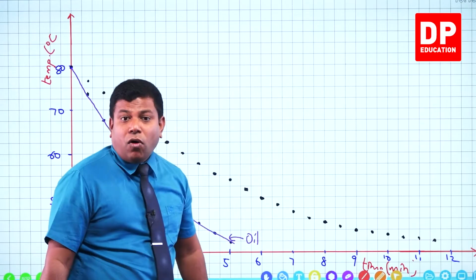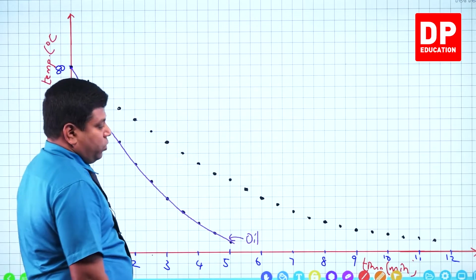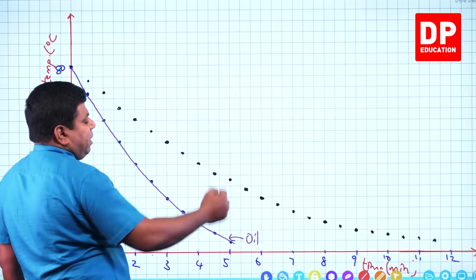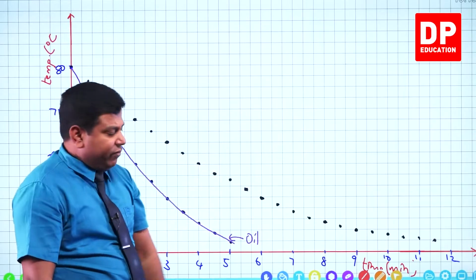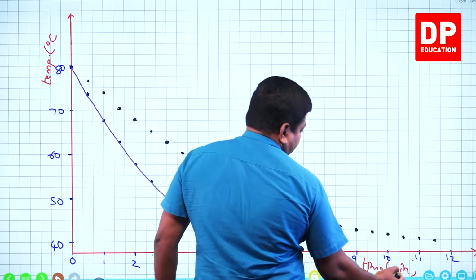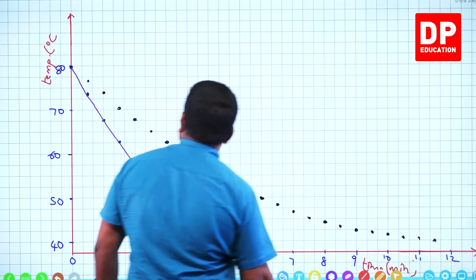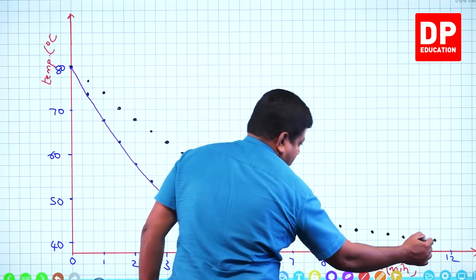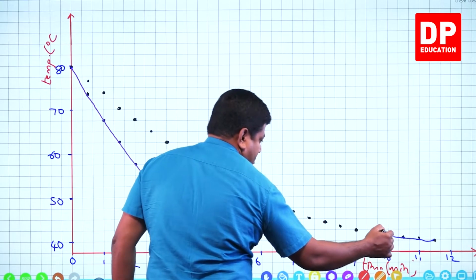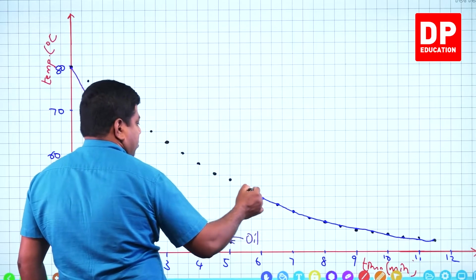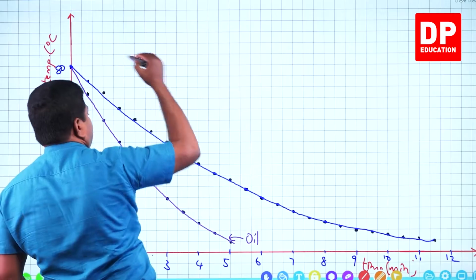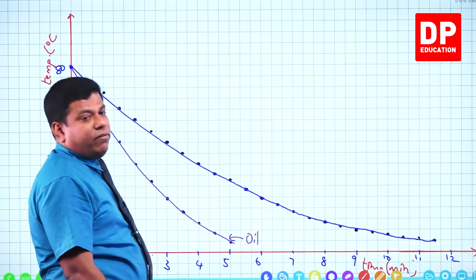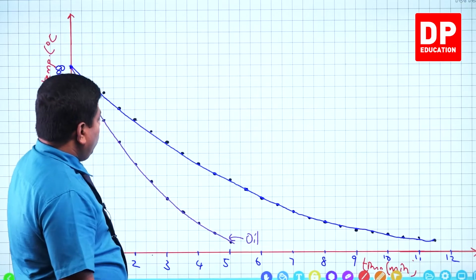That's how the graph of water you are getting. A nice cooling curve. You can see the shape is coming properly, except for one or two points which are a little bit away from the normal curve. That's how the cooling curve looks for water.